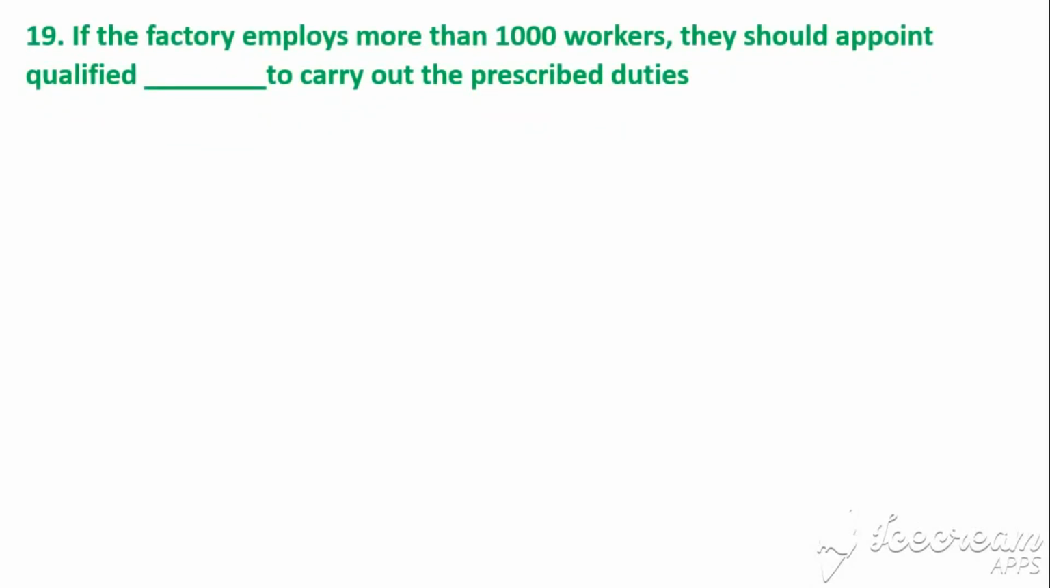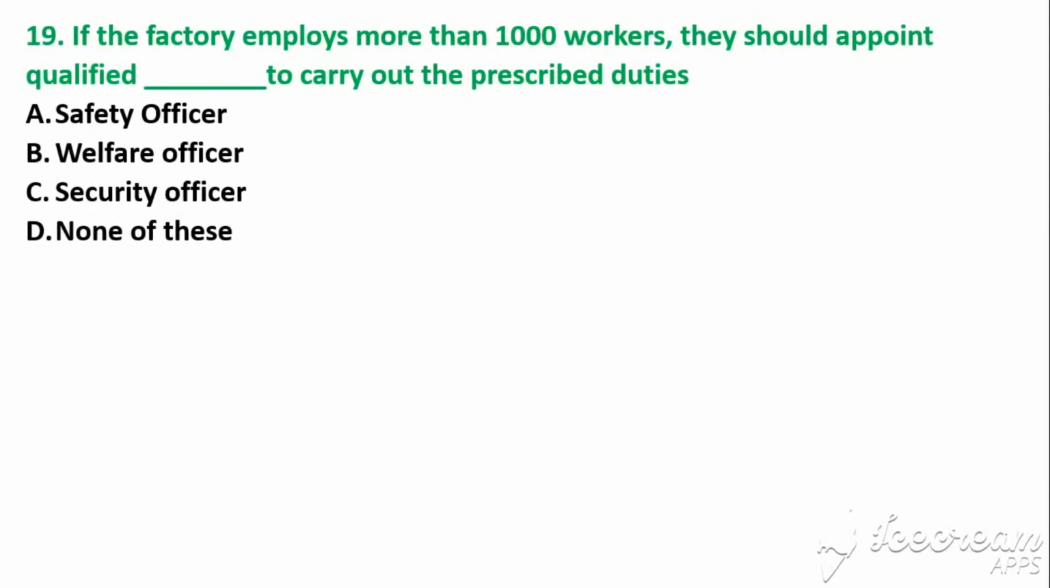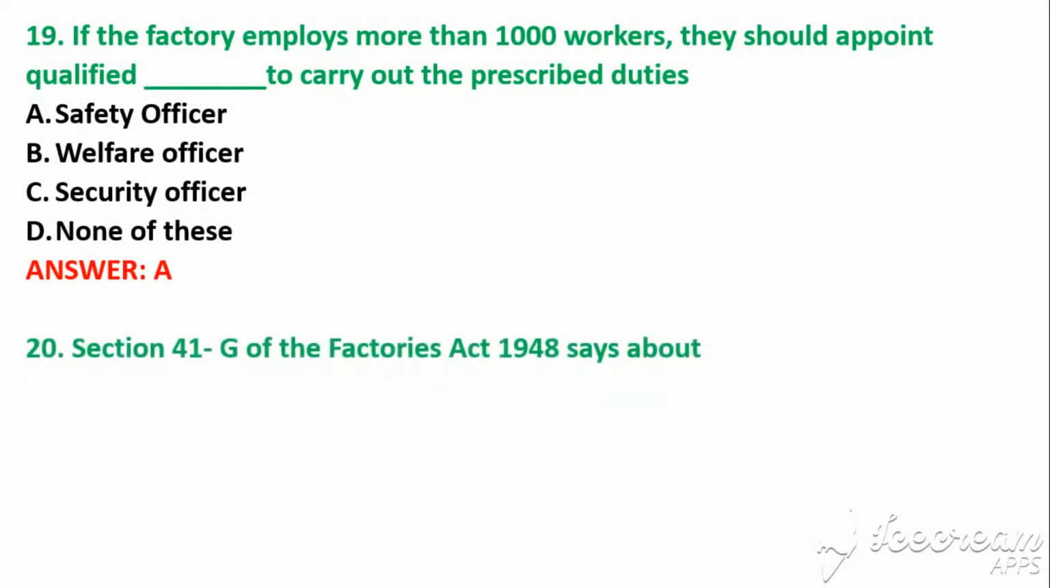Then if the factory employs more than 1,000 workers, they should appoint a qualified person to carry out the prescribed duties. So who is that person? Safety officer, welfare officer, security officer, none of these. Can you guess this? Yes, safety officer is the right answer. If the factory employs more than 1,000 workers, we need to appoint a safety officer to discharge his duty.